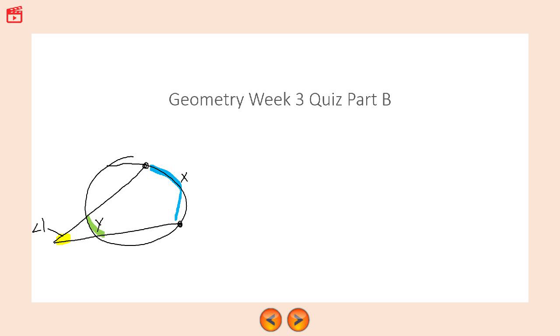What we're going to have to use on this is this equation here. The measure of angle 1 is just going to be half of the difference of those two arcs, X minus Y. X is always the larger arc.